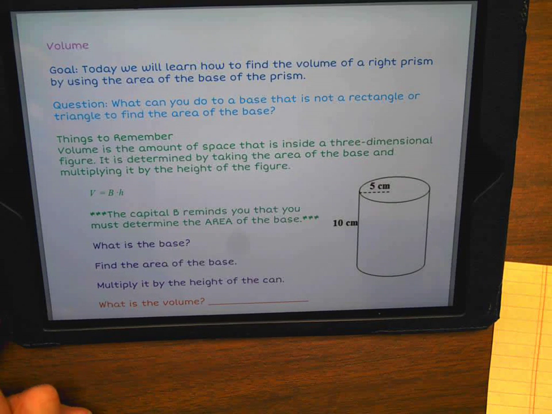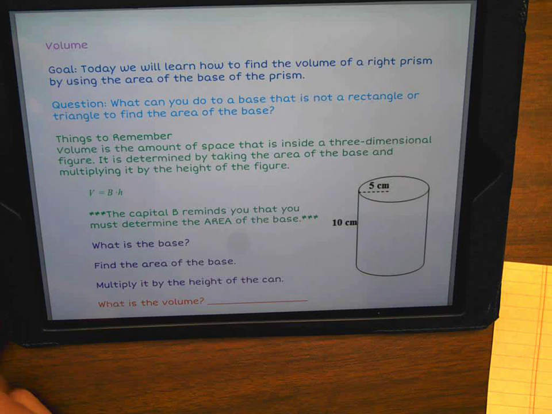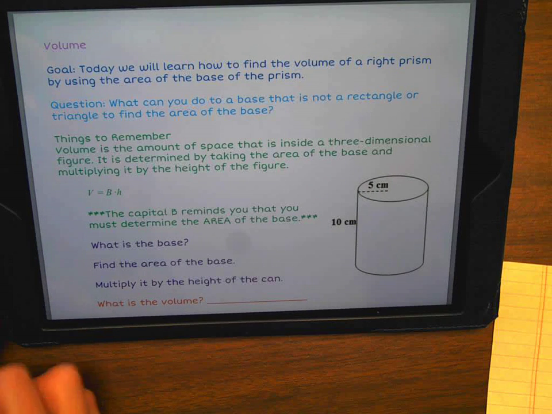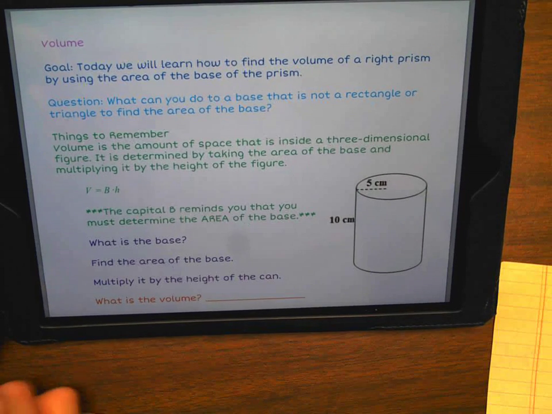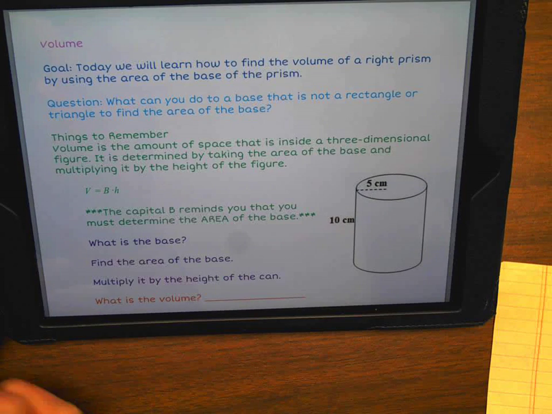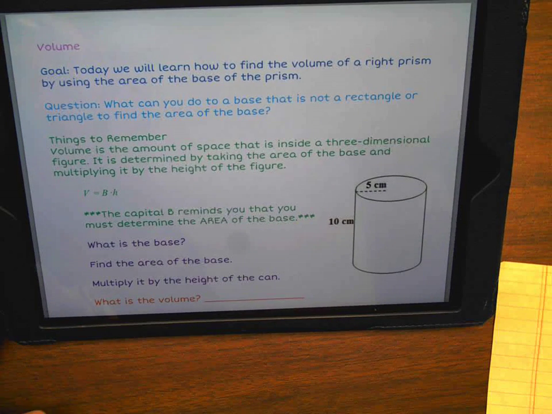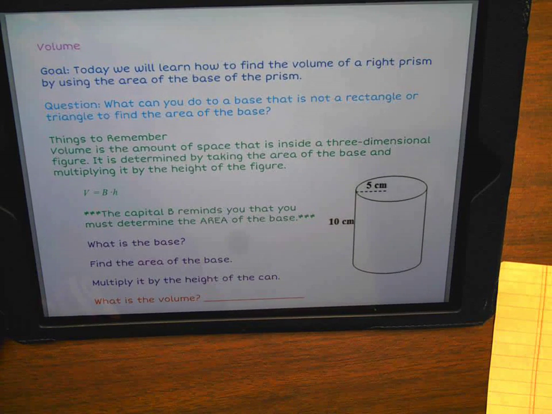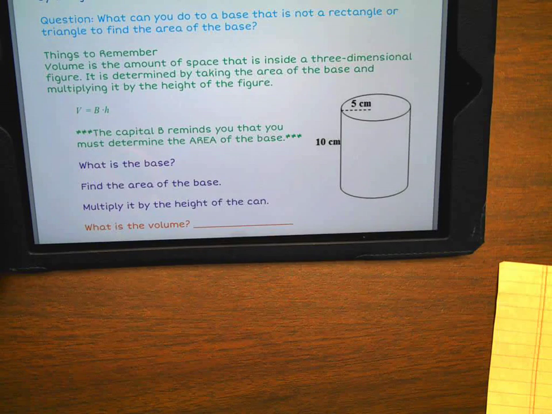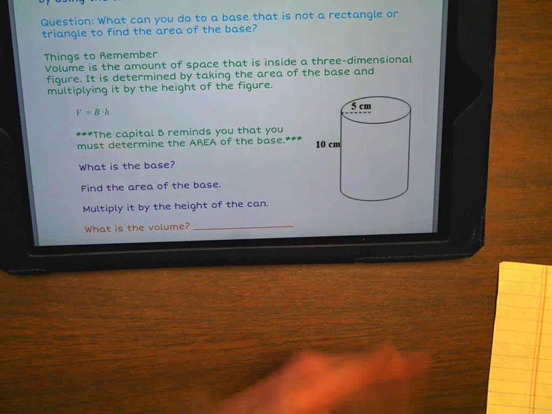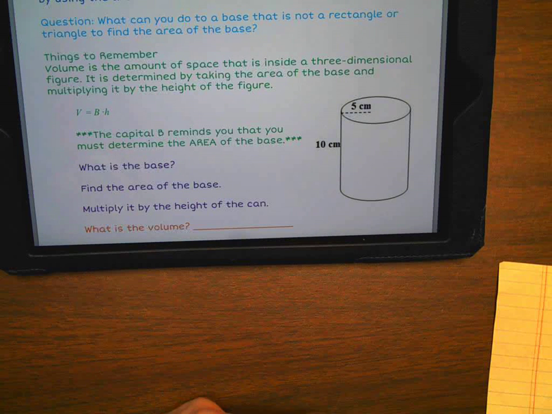So our goal for today: we will learn how to find the volume of a right prism by using the area of the base of the prism. So again, that base is so important. And then the question, what can you do to a base that is not a rectangle or a triangle to find the area of the base? Turn it into a rectangle or a triangle, because you know those. You know what shapes are added together to make it. The only one that you might have difficulty doing that with is a circle, but you know what the circle formulas are, so that's helpful too.